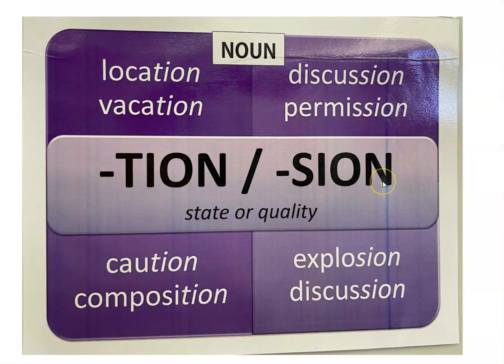tion and sion also make nouns, right? So something like explosion, right? So it has the quality or state of exploding, right? That's what an explosion is. A discussion is the thing we discuss. That's the verb. The discussion is the thing, right? You might permit. That's the verb. Permission is the thing. You might compose. That's a verb. Composition is the thing.